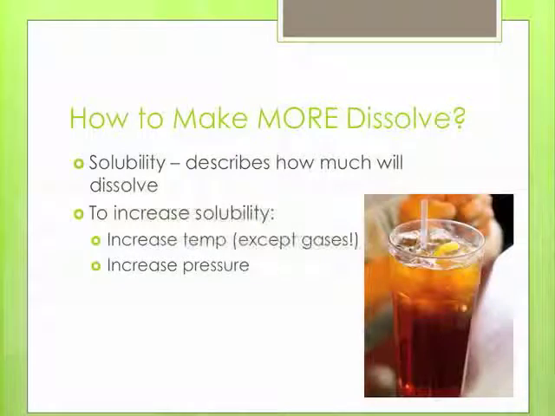A similar topic that gets confusing sometimes is how can you make more dissolve? I want to know how to make the sweetest sweet tea ever. So we have to talk about solubility. Solubility tells you how much will dissolve. To increase solubility, you can increase the temperature. That's why a lot of people in the South, when they make sweet tea, add the sugar when the tea is hot, because it will dissolve more sugar when it's hot, and it makes the tea sweeter.